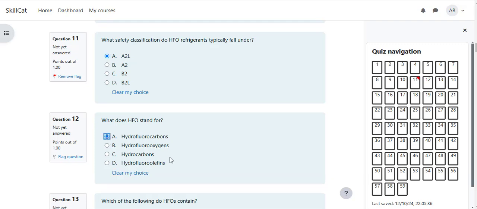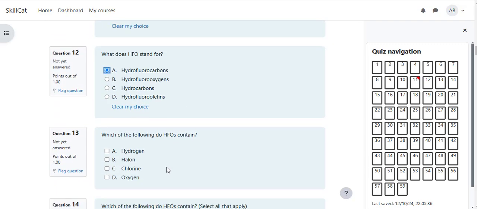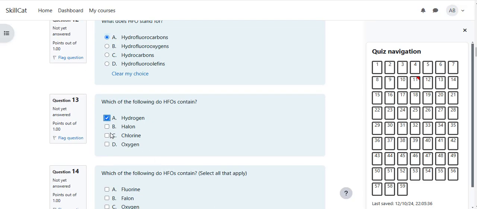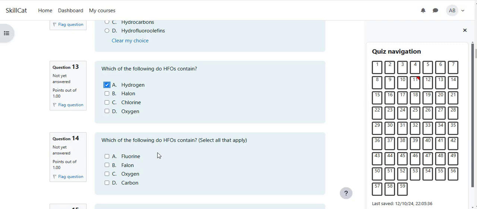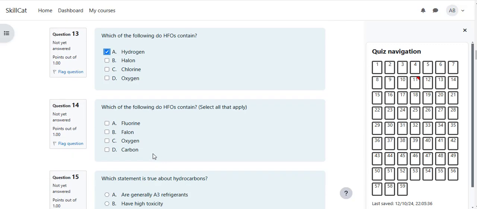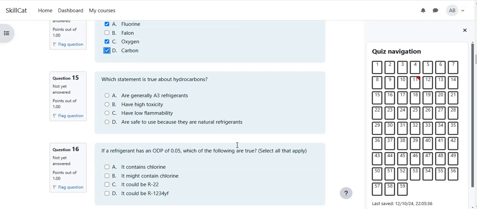What does HFO stand for? Hydrofluoroolefin. Which of the following does HFO contain? Hydrogen, fluorine, oxygen, carbon. Which statement is true about hydrocarbons? They are generally A3 refrigerants.